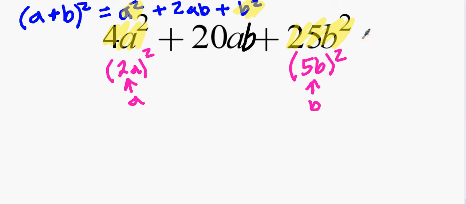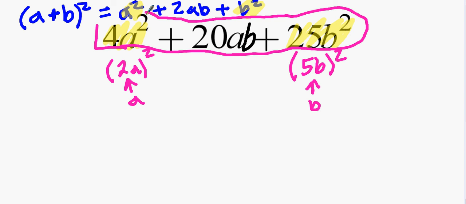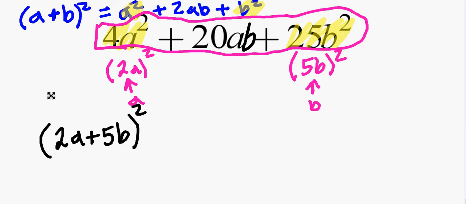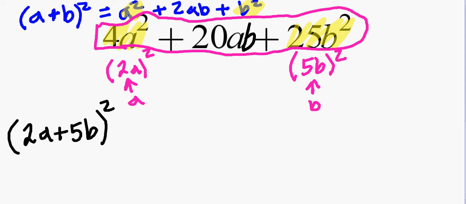So I can go ahead and say that this expression here, before we expanded it, used to be (2a plus 5b) to the power of 2. And if you don't believe this, well, you can try. You can expand this, and you can say that's 2a plus 5b times 2a plus 5b.